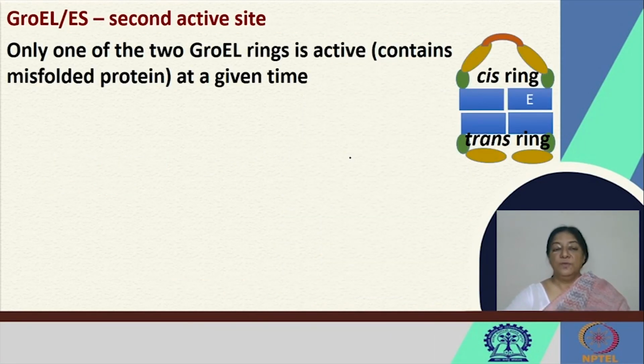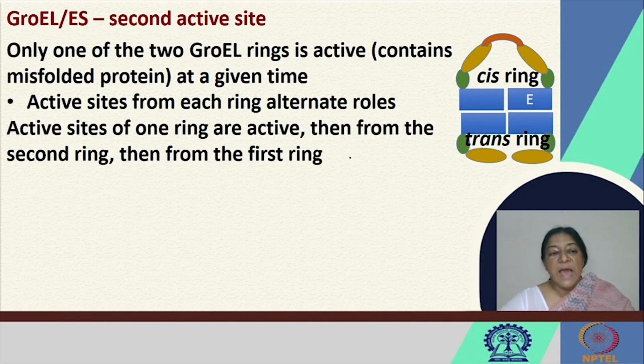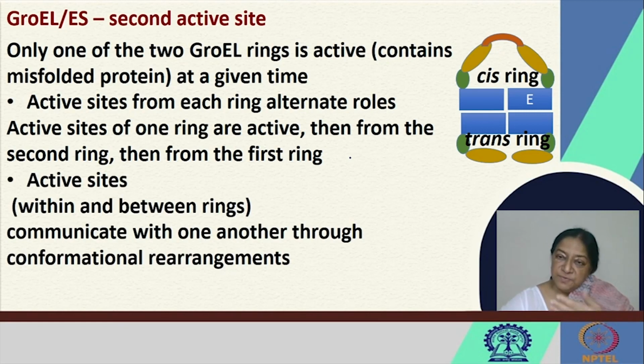Now, only one of the two GroEL rings is active, that is, which contains the misfolded protein at a given time. So we have here active sites from each of the rings. They alternate their roles. So when the active site of one ring is active, then the second ring, and then the first ring again. So there is an alternation. The active sites then communicate with each other through conformational rearrangements.